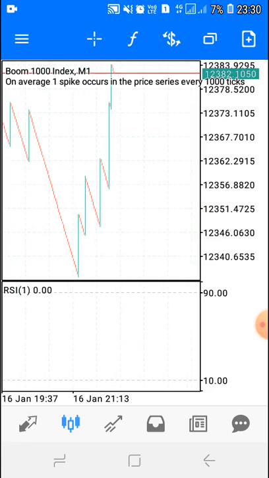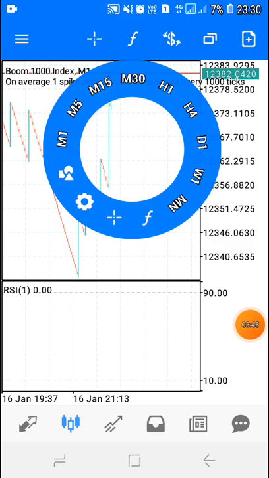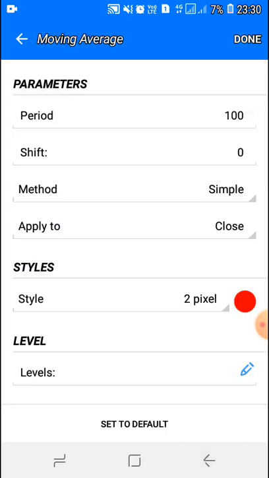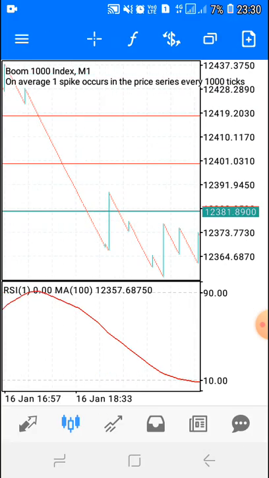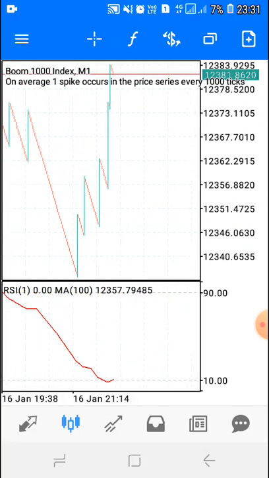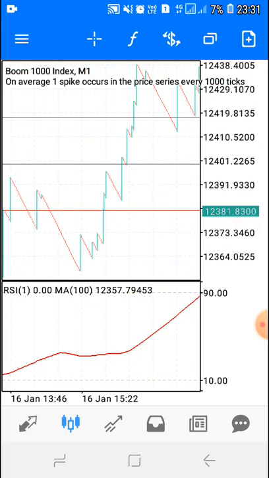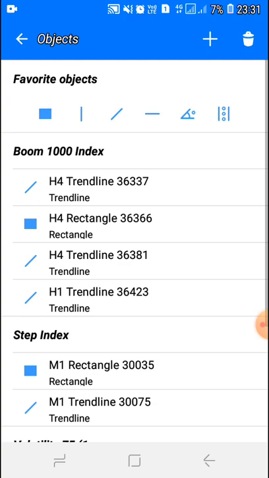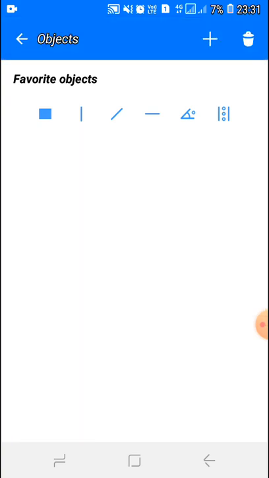What we must do now is add our 100 moving average to the indicator down below. So we know for certain that the market is moving in a downtrend. I'm just going to remove all of these trend lines that I've drawn.